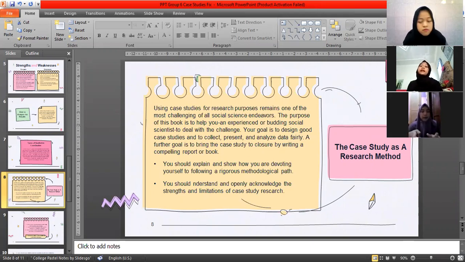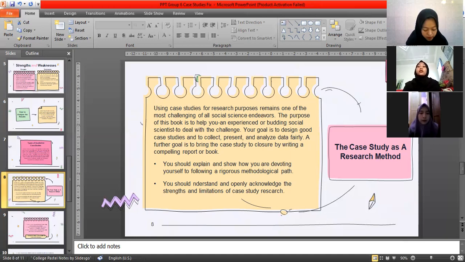Okay, I will explain about the case study as a research method. Using case study for research purposes remains one of the most challenging of all social science endeavors. The purpose of this book is to help you and experienced or budding social scientists to deal with the challenge. Your goal is to design good case studies and to collect, present, and analyze data fairly. A further goal is to bring the case study to closure by writing a compelling report or book.